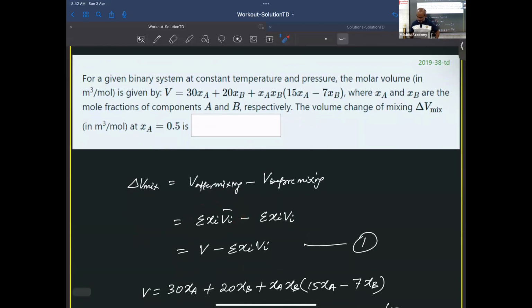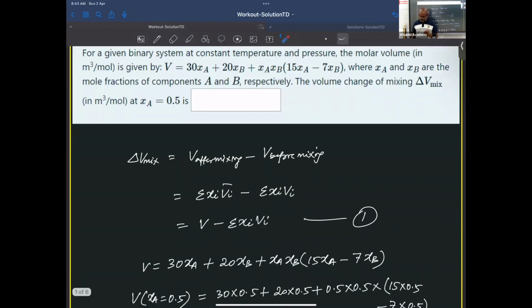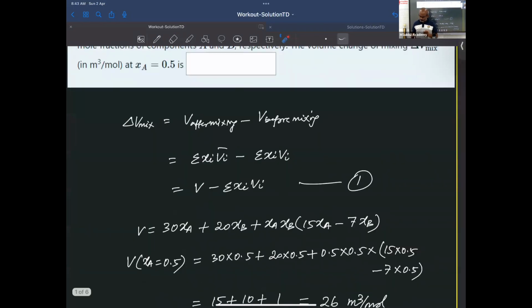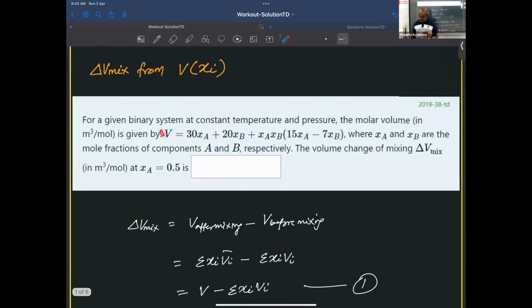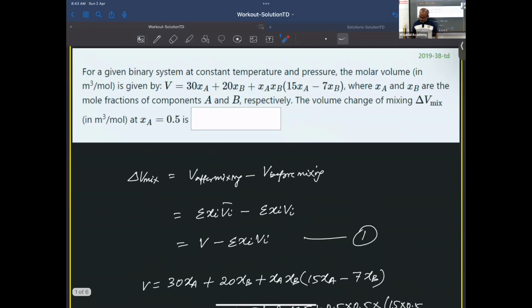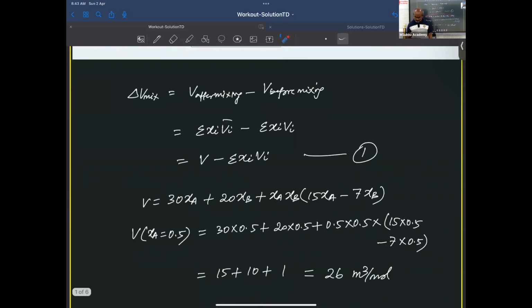For the solution, we have this equation: molar volume equal to simply mole fraction into partial molar volume, summed over components. And volume before mixing is simply the pure component volumes with the corresponding composition. So this is the content we have, and this is the resulting content after mixing. This is nothing but the expression of V, the molar volume of the solution. We need to find this from the available expression of V, which we can easily get because it is available in xA and xB.